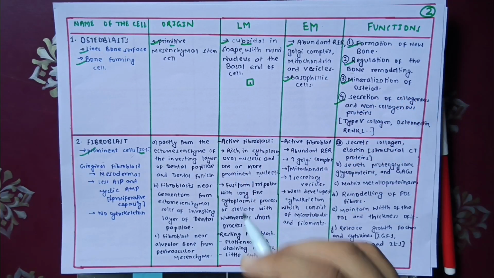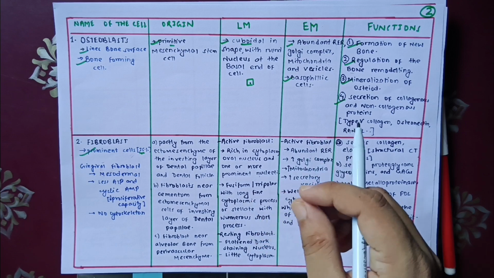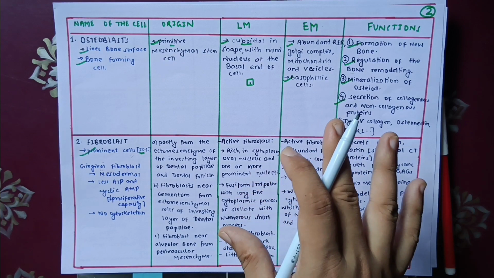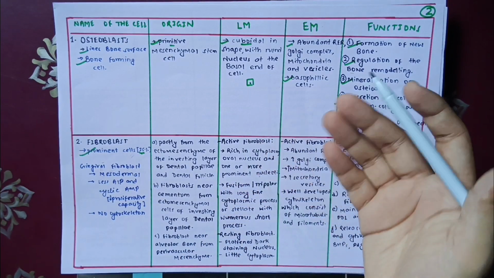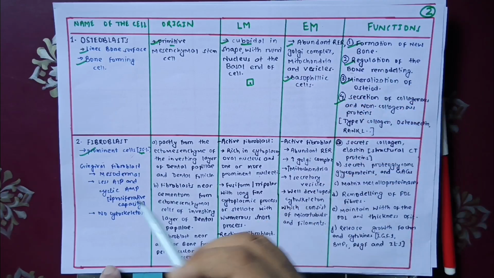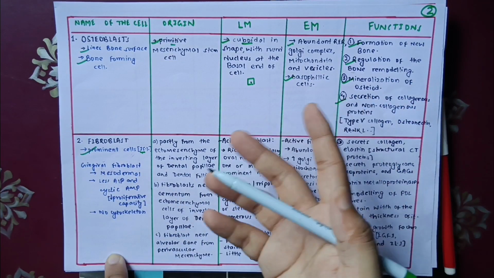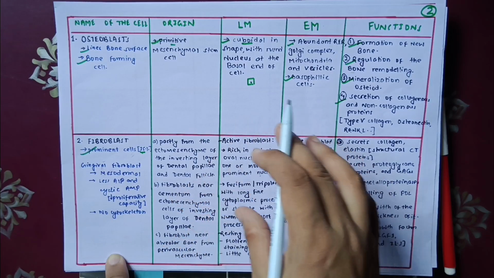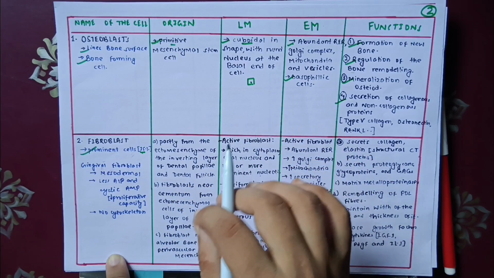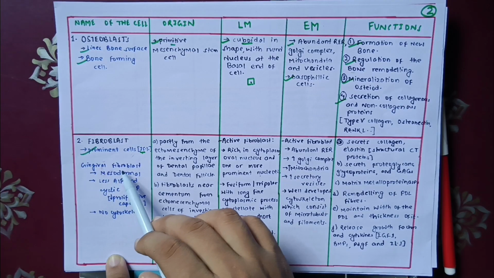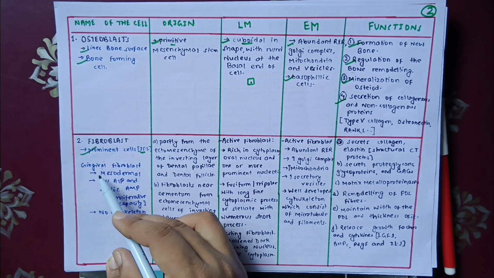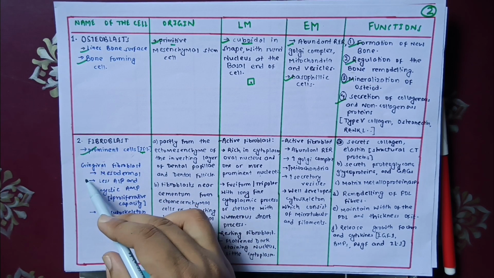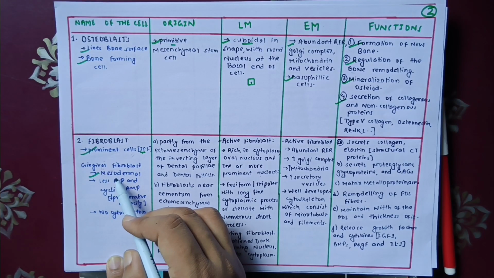Okay, so gingival fibroblast means the fibroblast that is present in the gingiva, and those fibroblasts that are present in the periodontal ligament are called periodontal fibroblasts. So there is some little difference. The morphology is quite similar, but there is a little difference between the gingival fibroblast and the periodontal fibroblast. It is mesodermal in origin.